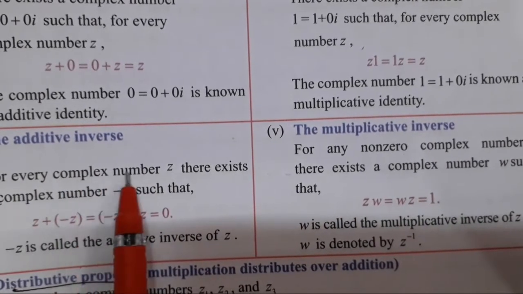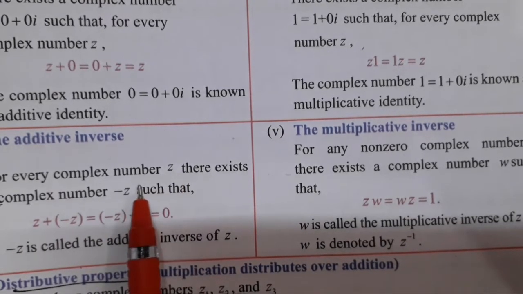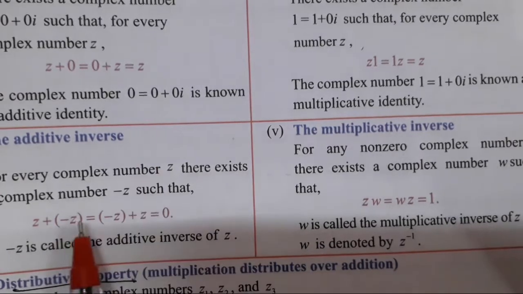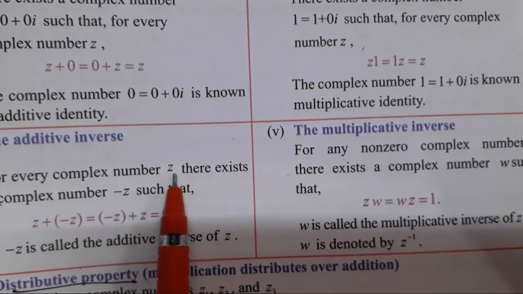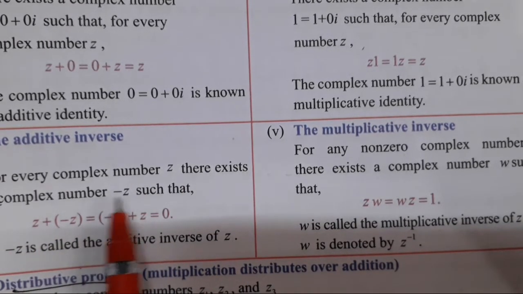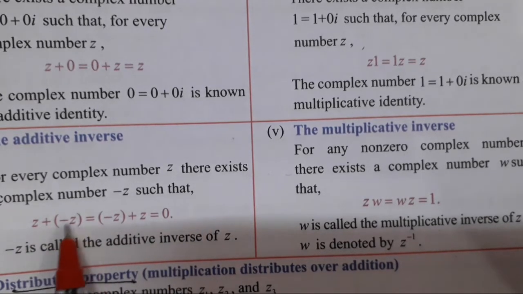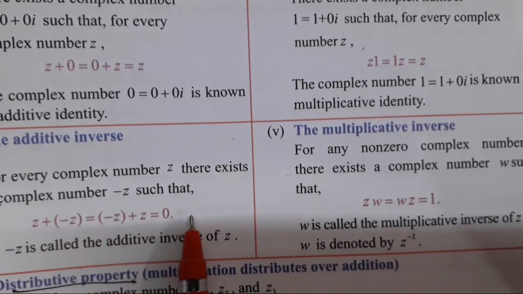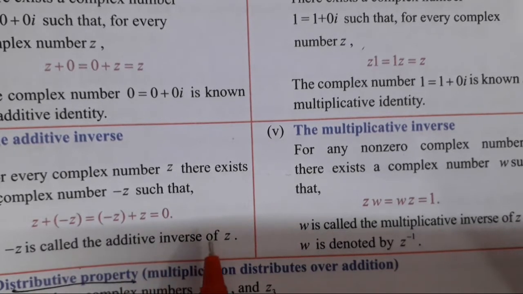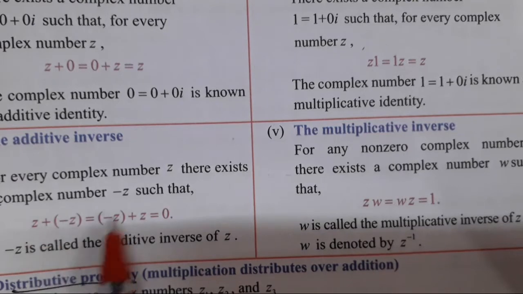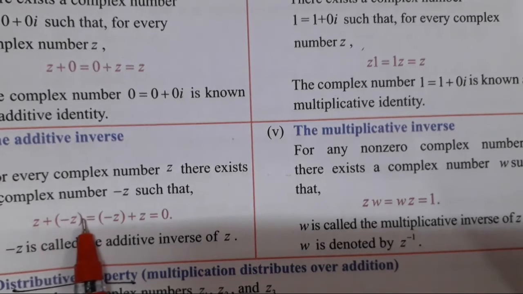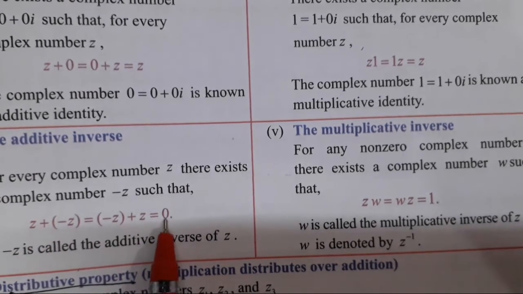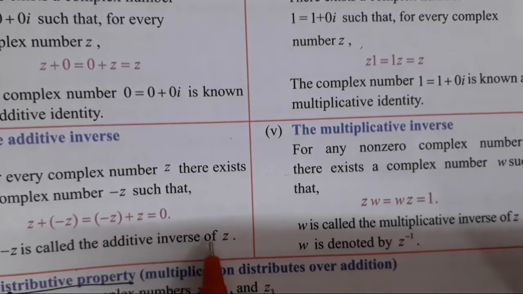So, next, additive inverse. Additive inverse is what? For every complex number z, there exists a complex number minus z. What is the meaning? Add to the additive identity, we get 0. Because 0 is the additive identity. So, z plus, what is the inverse of z? Minus z. For every complex number z, there exists a complex number minus z, such that z plus minus z equal to minus z plus z equal to 0. That is, minus z is called the additive inverse of z. Additive inverse of z is nothing but minus z. Keep it in mind. Because a complex number and its additive inverse add, we get 0. So, minus z is called the additive inverse of z.